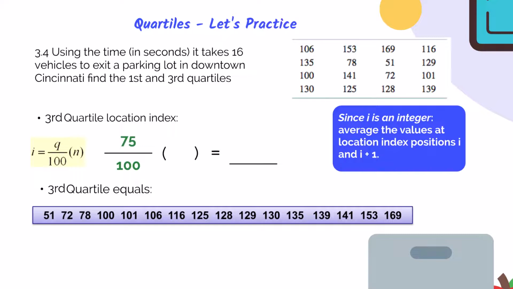Let's go ahead and do the same for our third quartile, which is 75. The sample size remains 16, and then we can do the same calculation as before, and we get 12. Again, because this is an integer, we find the 12th and 13th numbers in the data. So here are my 12th and 13th values. So we'll average these two by taking 135 plus 139 and then divide by 2, and our third quartile is 137.